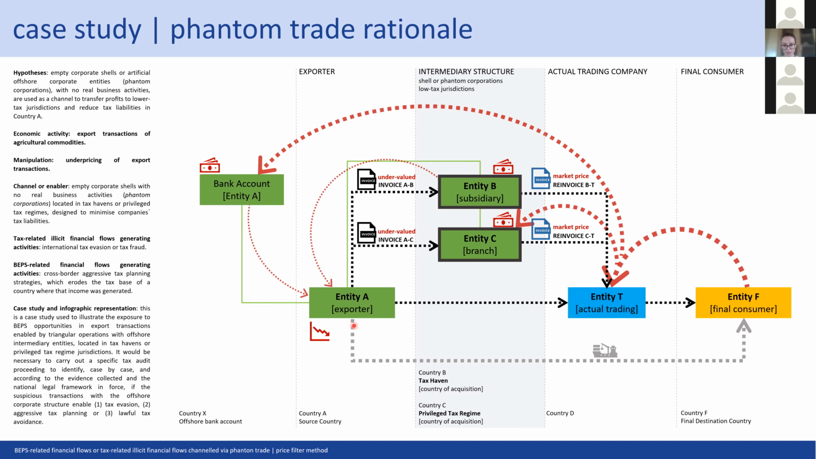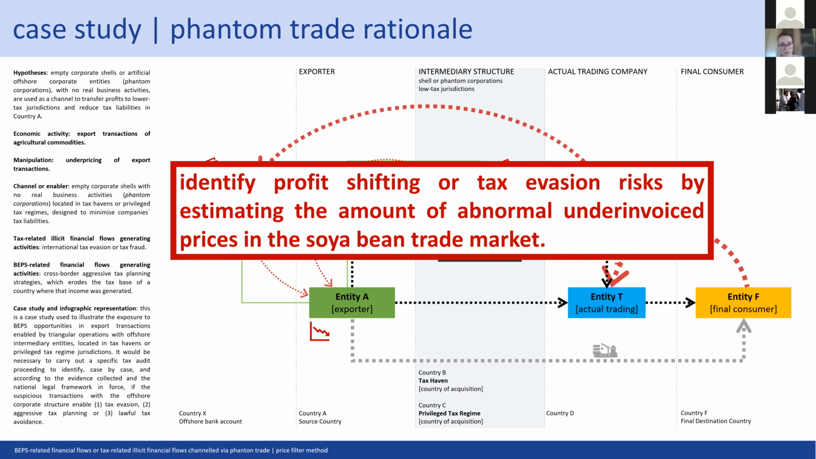However, it is important to notice that according to our experience, it would be necessary to carry out a specific tax audit proceeding to identify case by case, according to the evidence collected and also the national legal framework in force, if the suspicious transactions with offshore corporate intermediaries enable tax evasion or aggressive tax planning. Well, so based on this case study, the focus of our research was to identify profit shifting opportunities or tax evasion risks by estimating the amount of abnormal underinvoiced prices in the soybean trade market.